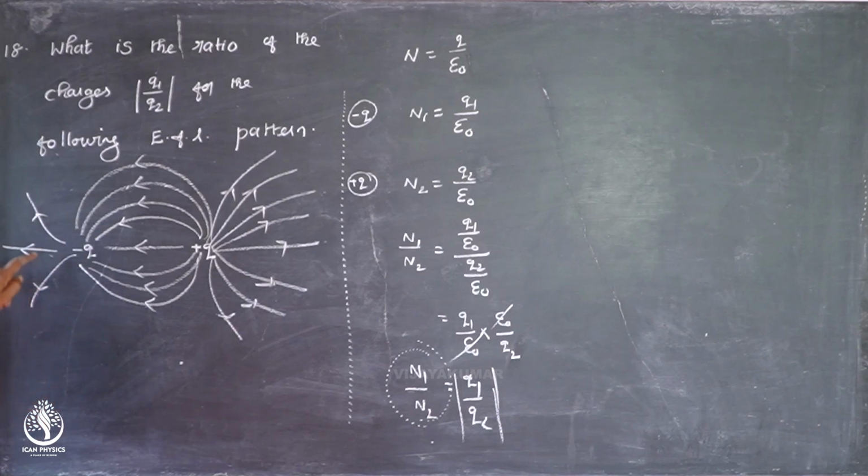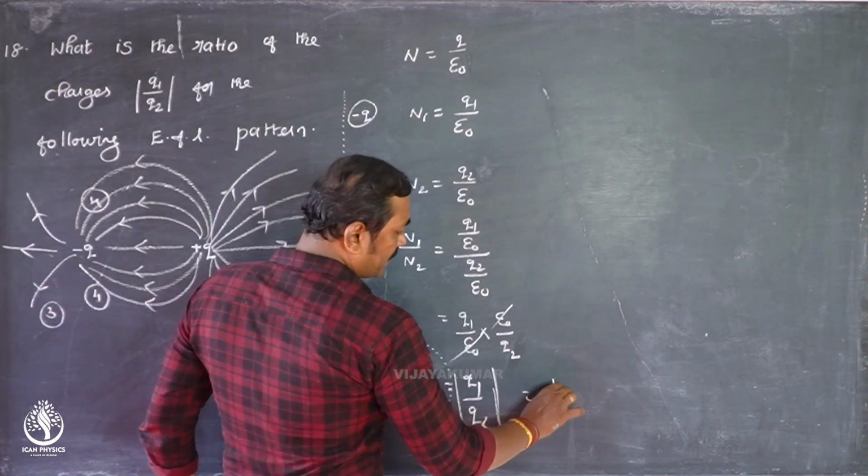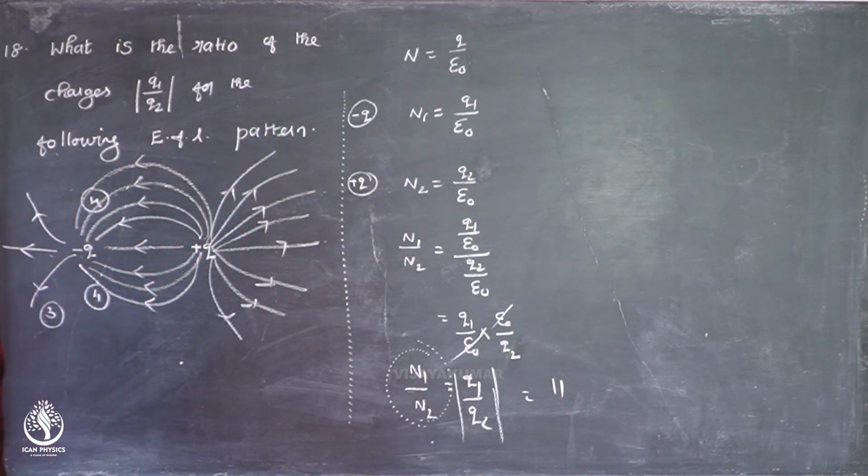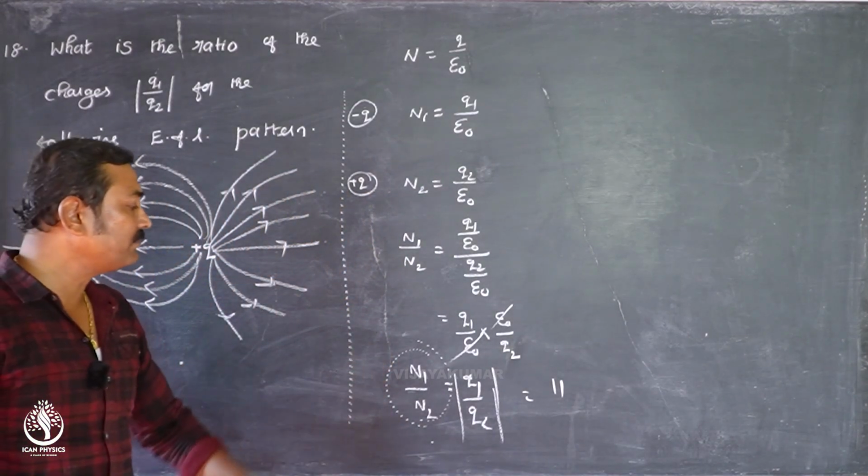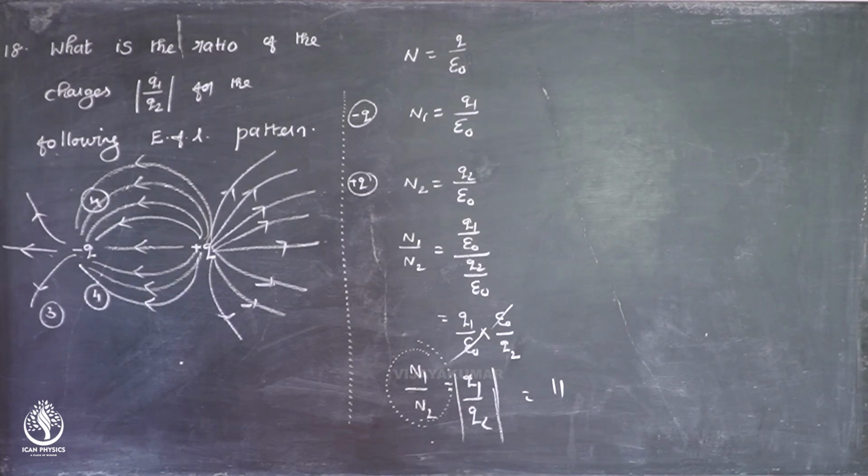Okay. Just count the number of lines. 1, 2, 3. So here we are having 3. Here 1, 2, 3, 4. Here we are having 4. Next 1, 2, 3, 4. So here we are having 4. So due to the negative charge, 4 plus 4 plus 3, so 11. So number of electric field lines from a negative charge is 11.